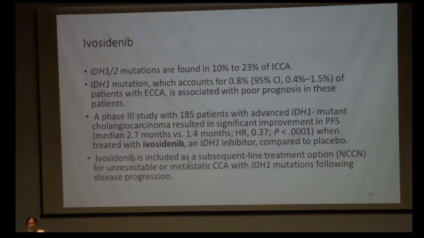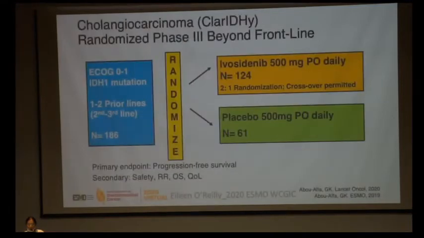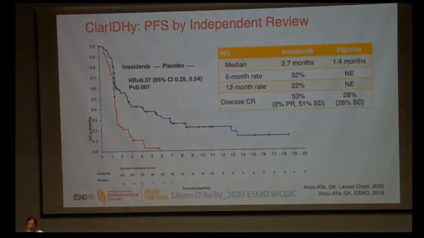So this drug is included as a subsequent line treatment option for unresectable or metastatic cholangiocarcinoma with IDH1 mutations following disease progression. This was the study which led to this approval, and 186 patients who had good performance status, IDH1 mutation, and had already received 1 to 2 prior lines of treatment. They were randomized to 2 cohorts, either ivosidenib or placebo. The median PFS was 2.7 months in the ivosidenib group and 1.4 months in the placebo group. 6-month rate 32%, 12-month rate 22%. Disease control rate was 53%.